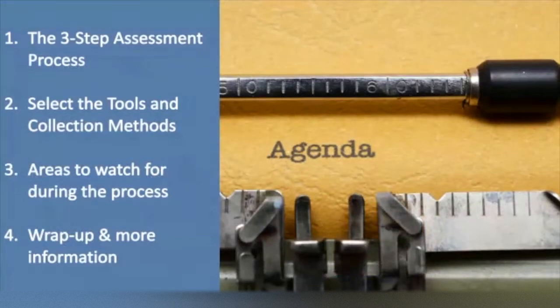We've got a great agenda. We really do have a great agenda here. We're going to cover the 3-step assessment process. We'll talk about selecting tools and the collection method. We'll look for areas to watch for, and we'll give you some best practices around that. And then we'll do a wrap-up and more information. So a jam-packed agenda. There's lots and lots to cover, but we'll make sure you understand the process and understand what we're talking about as we walk through this.